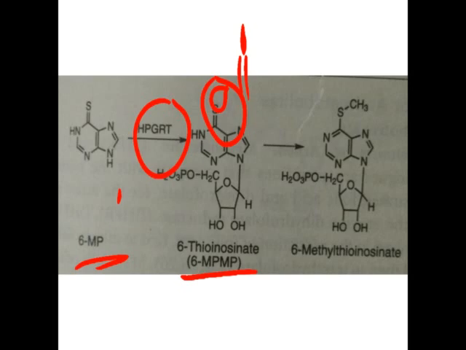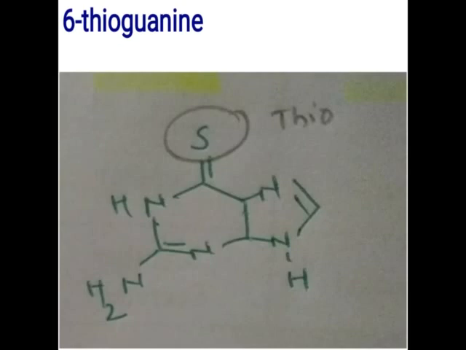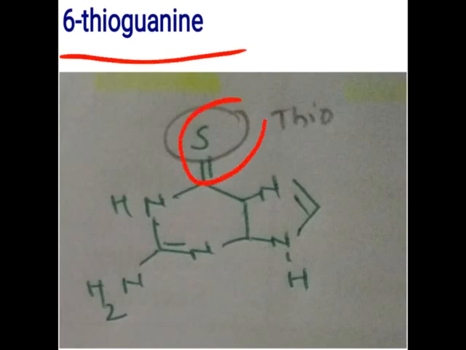This is one of the metabolite products of 6-mercaptopurine, where methylation takes place, and this structure is called 6-methylthioinosinate. Then the next drug is 6-thioguanine. If a double bond O is present, it becomes the guanine group, but here, instead of that, it has sulfur, so it is called 6-thioguanine.